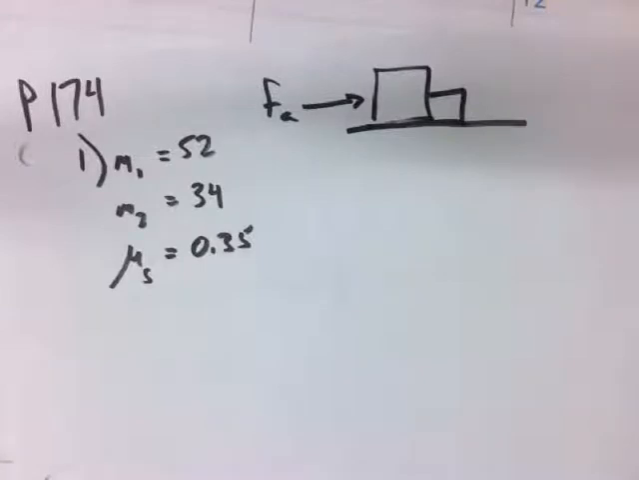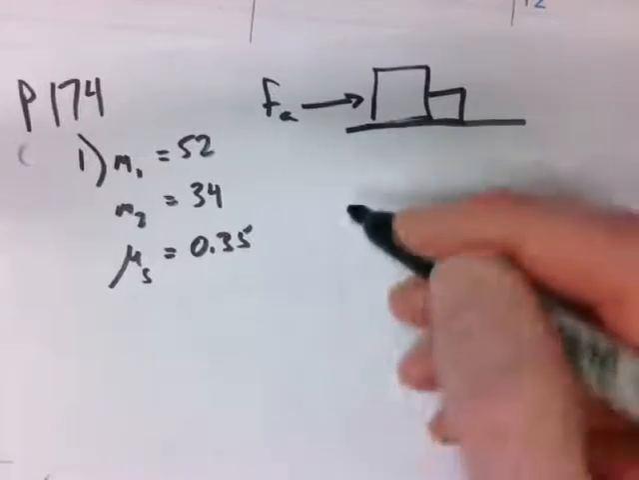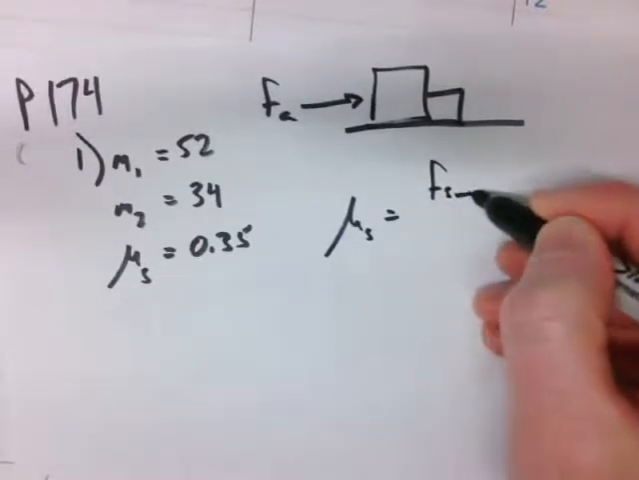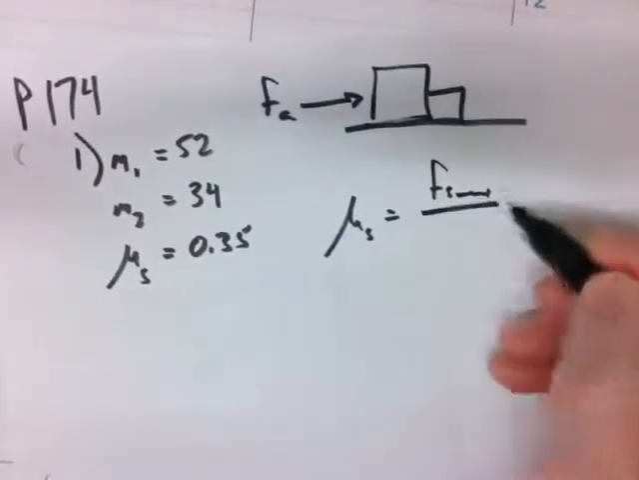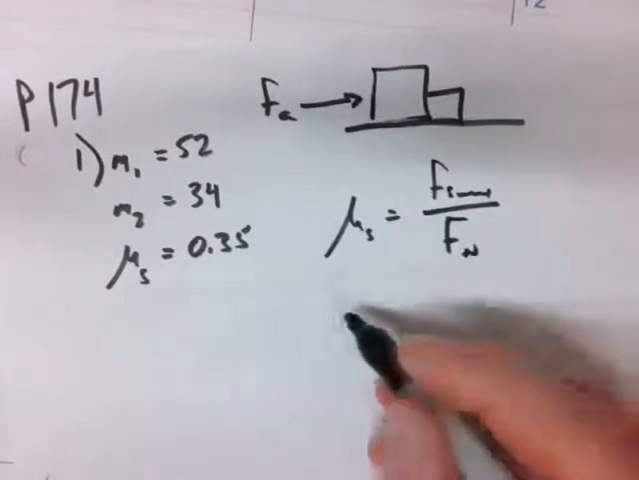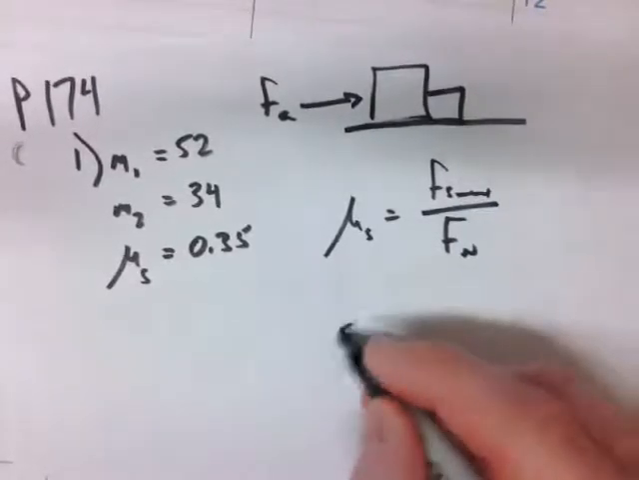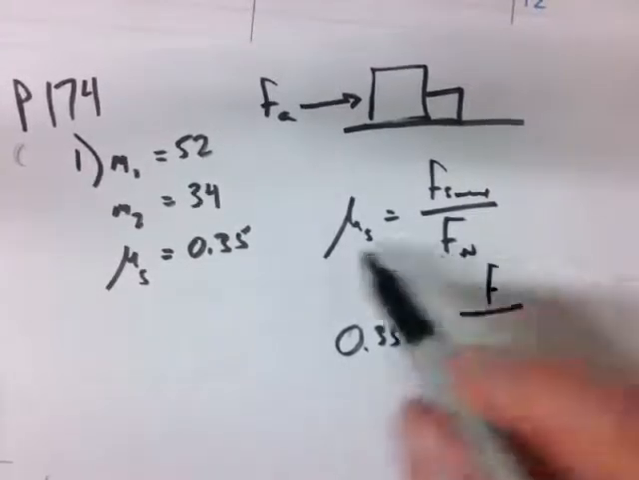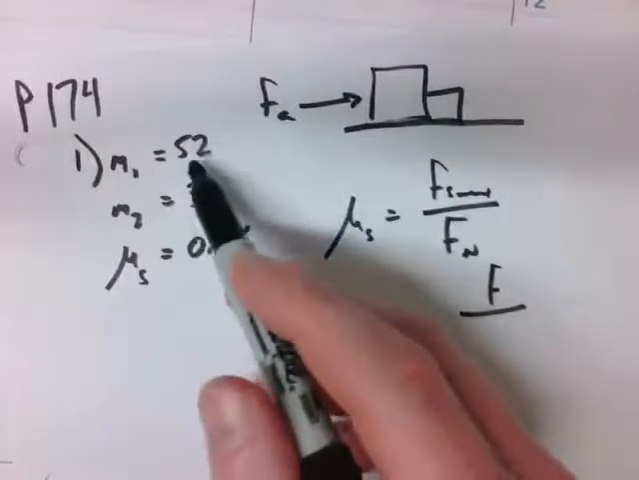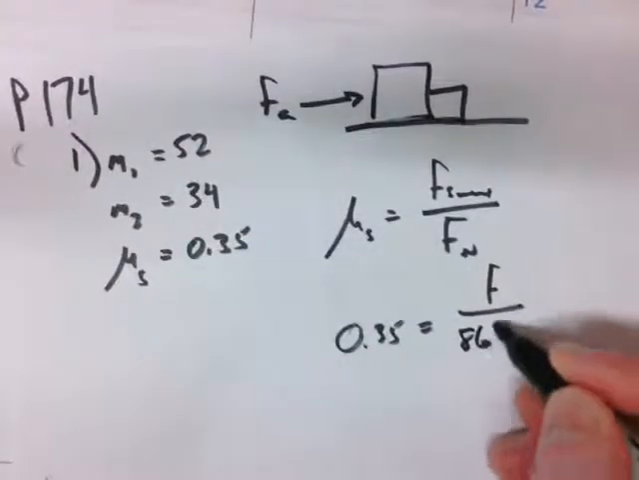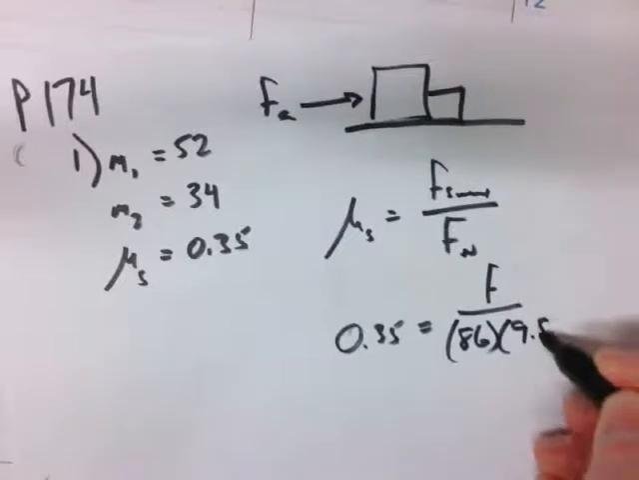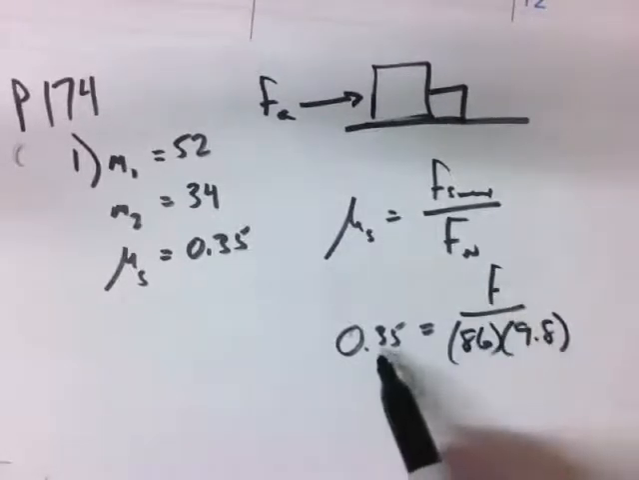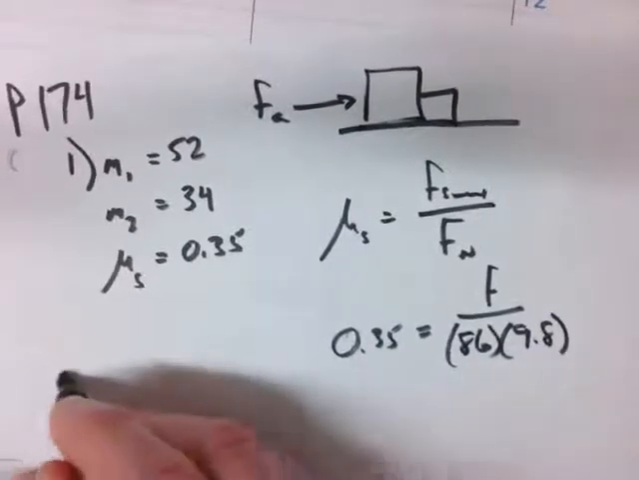Now it says determine the magnitude of the maximum force the person can exert without moving either trunk. So we're looking for Fs max here. So mu S equals Fs max over Fn. So we're going to solve for this. So this is 0.35 equals, I'm just going to say F for now. These are going to be combined. So that's 86. 86 times 9.8, because that's normal force, mass times gravity. So this Fs max is 0.35 times 86 times 9.8.